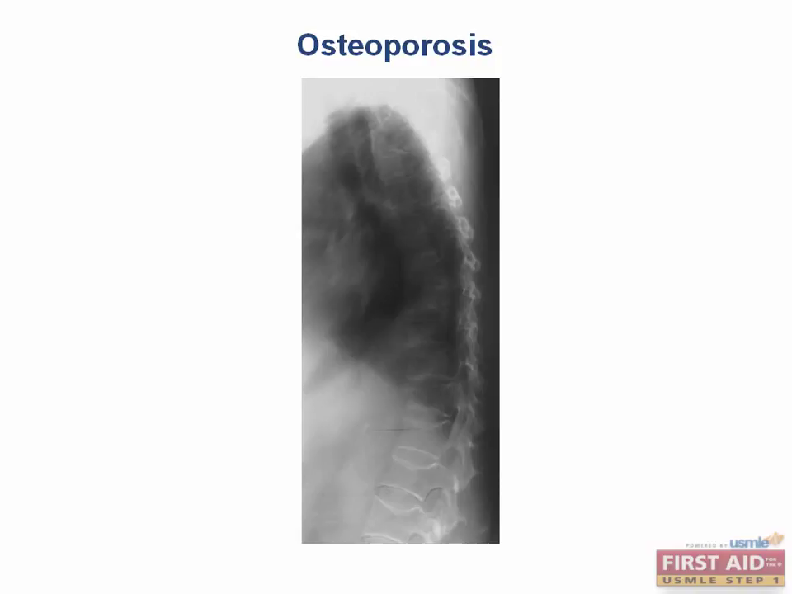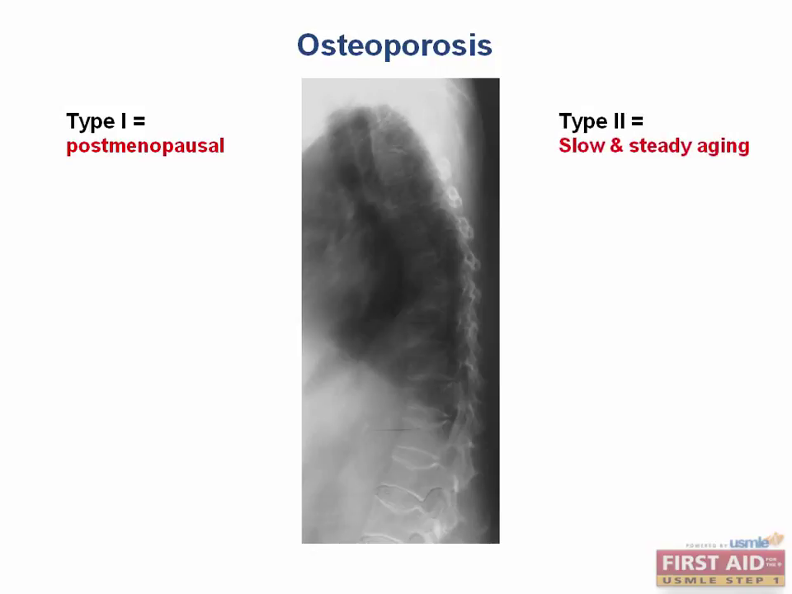You see how this spine x-ray just seems a little too translucent? Now, not all osteoporosis is the same. There are technically two different types of osteoporosis. Type 1 is postmenopausal. Do you recall the effect of estrogen on bone? Estrogen is anabolic. In menopause, decreased estrogen levels can increase bone resorption. Type 2, on the other hand, is a slow but steady loss of bone mass with age, leading to osteoporosis.